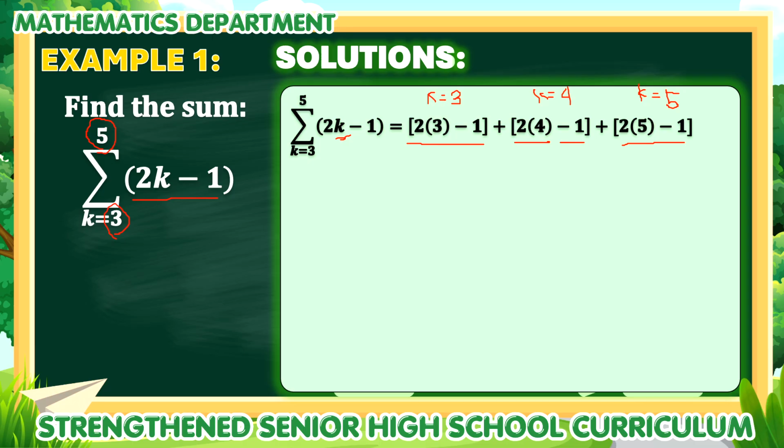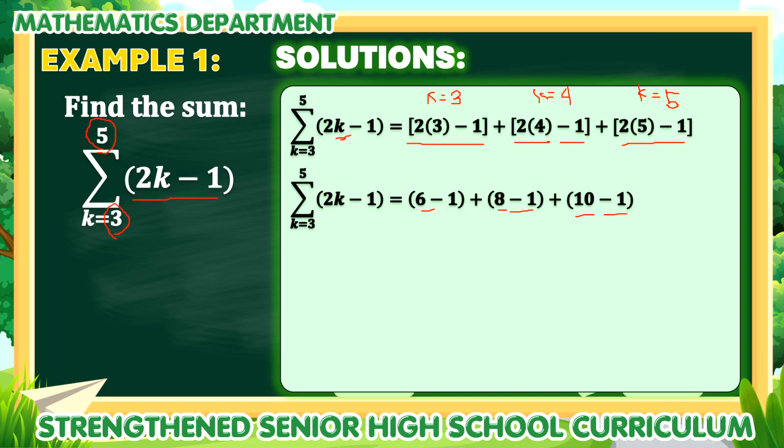Starting from 2 times 3, that gives us 6, so what we have is 6 minus 1. For the second part, at k equals 4, when we simplify, 2 times 4 equals 8, and then minus 1. And lastly, for k equals 5, we have 2 times 5, that is 10, minus 1.